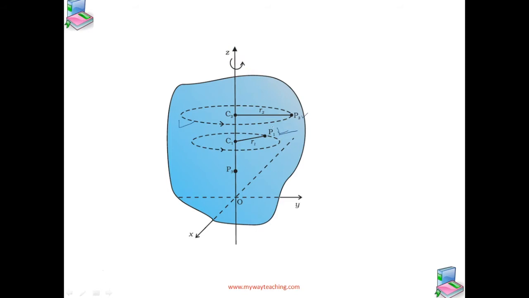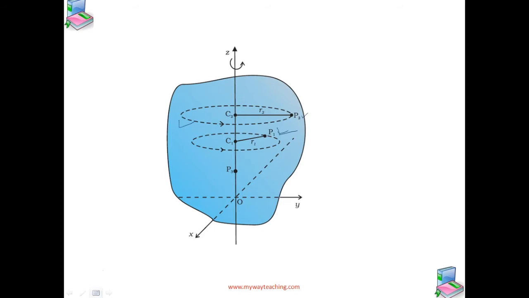It also shows another point P2, which is at a distance of r2 from the center C2. It also describes a circle which is perpendicular to the axis z. The circles described by P1 and P2 may lie in different planes. Both these planes, however, are perpendicular to the fixed axis.